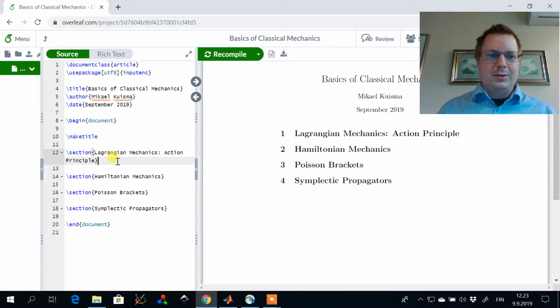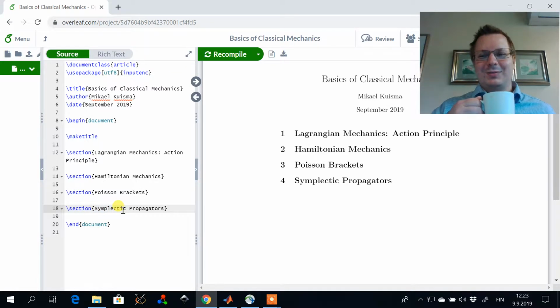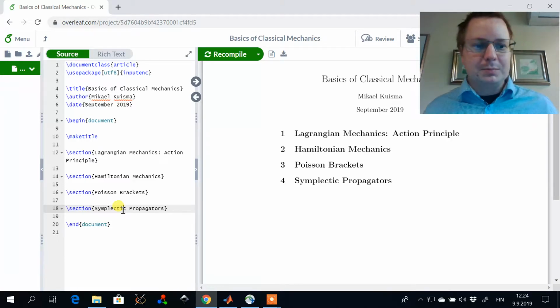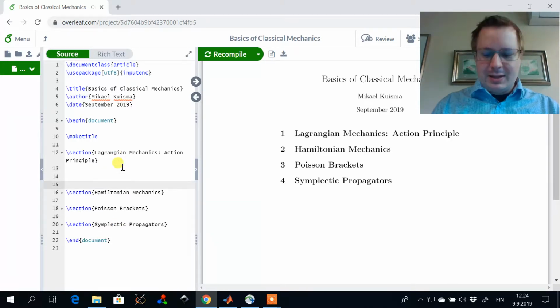So we continue with the Lagrangian mechanics and action principle. Then we go into Hamiltonian mechanics, Poisson brackets, and symplectic propagators. And the end result was just that demonstration I showed you. So we start with the action principle.